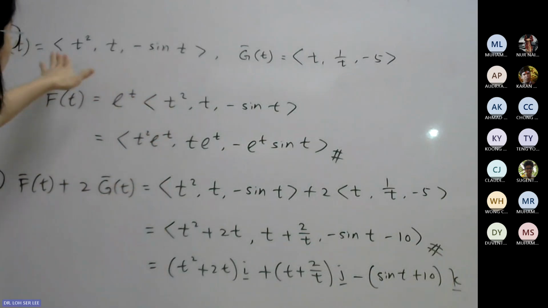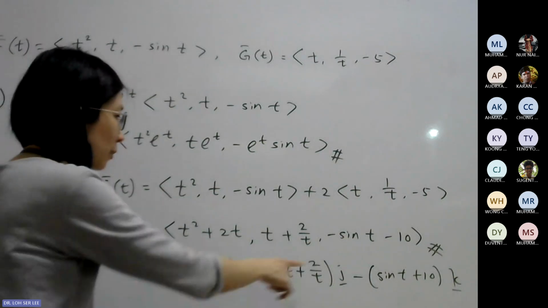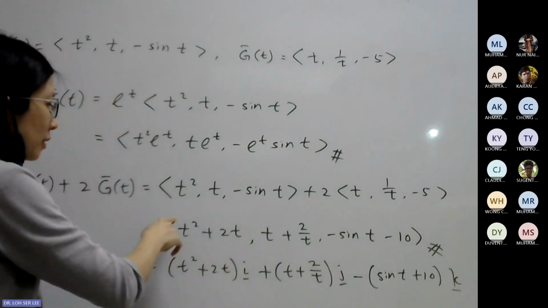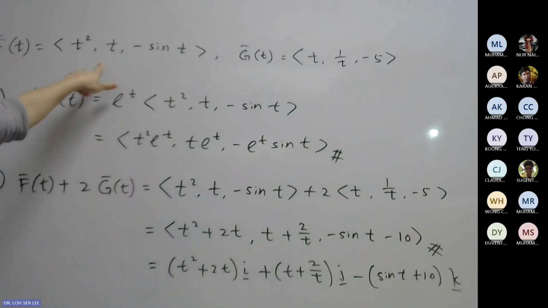We can display the vector valued function either in this form, the one with ijk, or the one with this bracket. You look at this one compared to the given question. The given question is written in ijk, but I use this bracket. They are the same. Okay, any more questions?